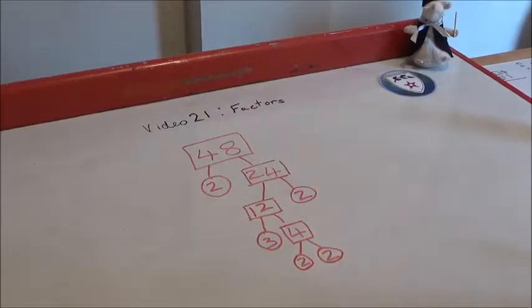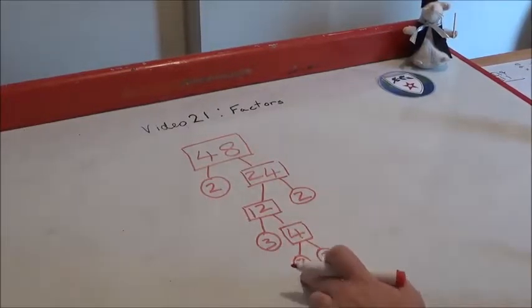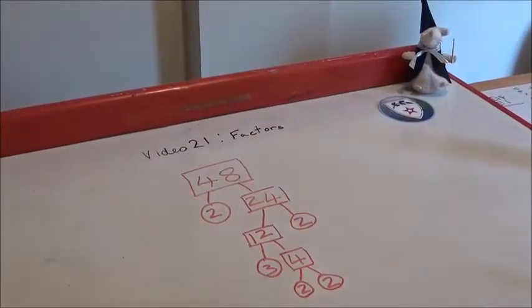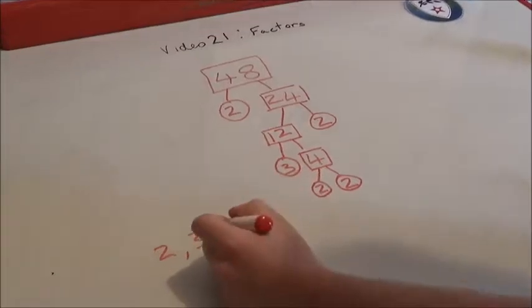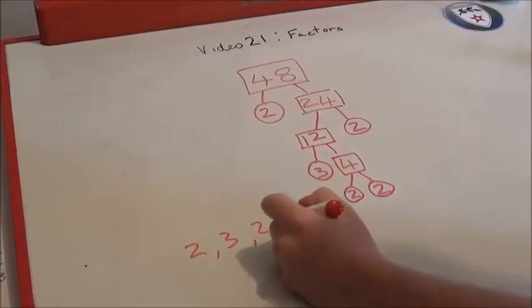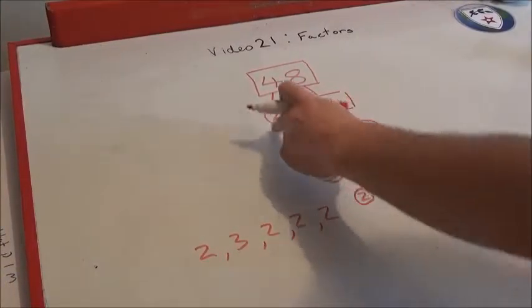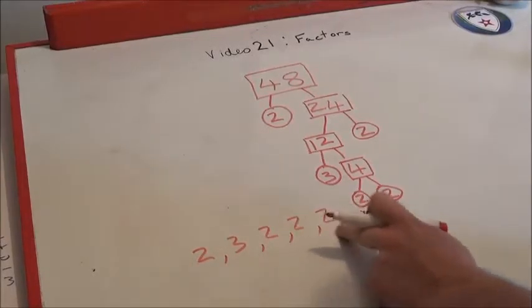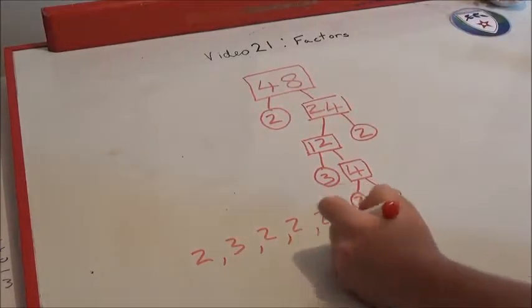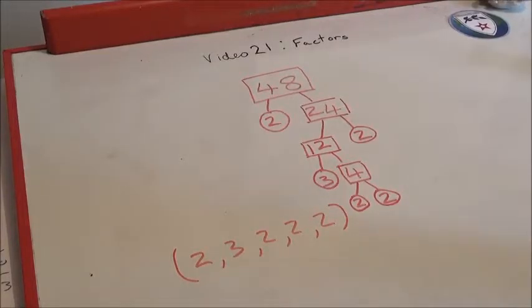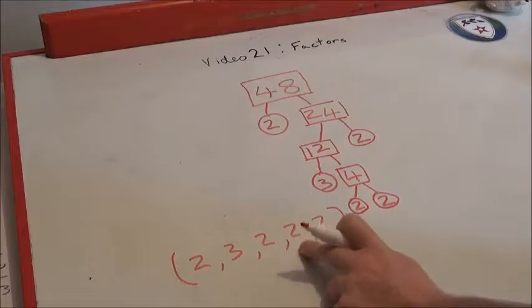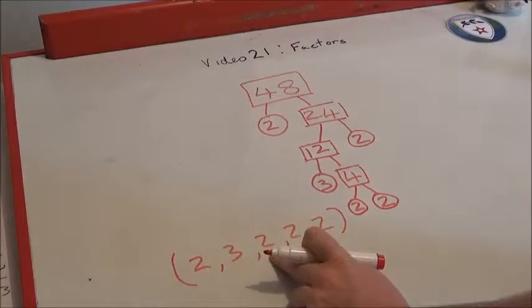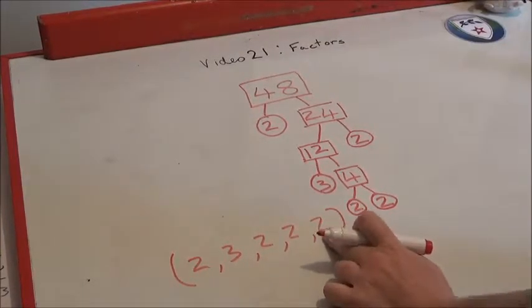Now that is a completed factor tree, and what it does, it tells us the prime factors of 48. And if I write these out, I've got a 2, a 3, another 2, another 2, and a final 2. And a nice little maths magic bit of idea, if I multiply all these together, I should get to 48. So 2 times 3 times 2 times 2 times 2. 2 times 3 is 6, times 2 is 12, 24, 48.